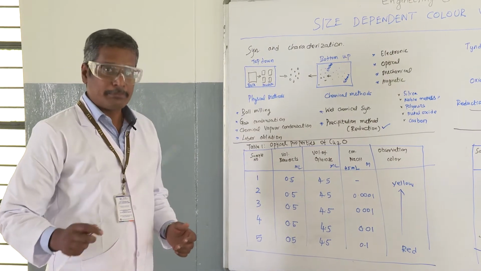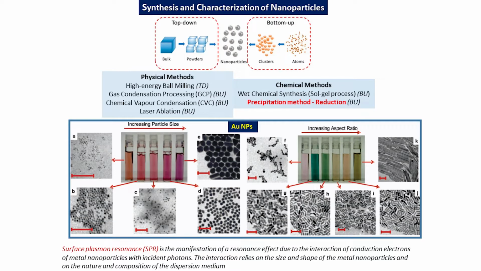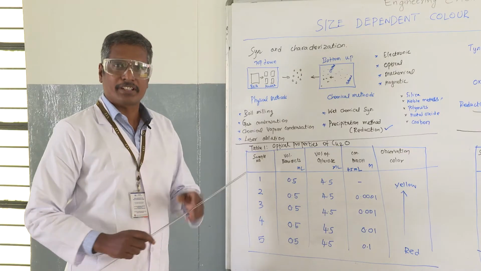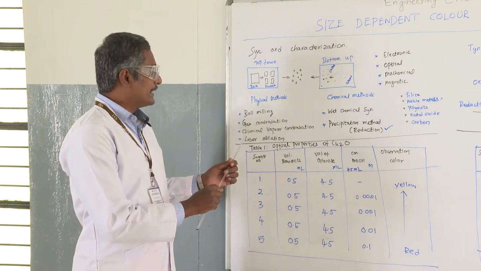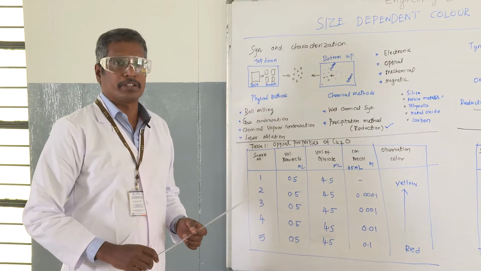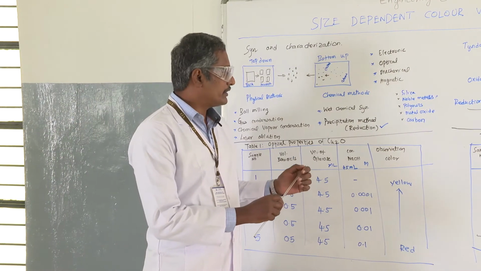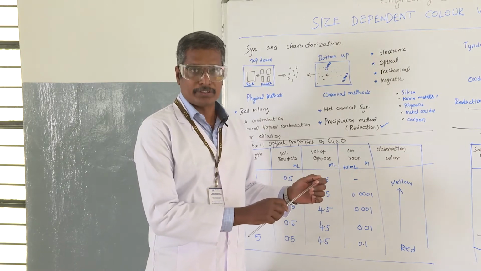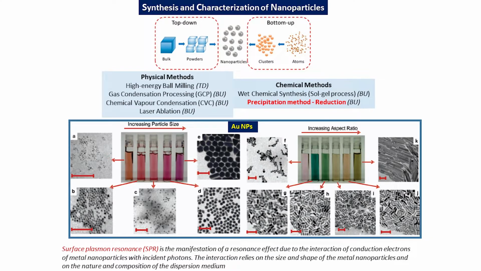They can be synthesized by physical or chemical methods. Under the physical methods, we can do ball milling, which means crushing the bulk material into nanoparticles, or gas condensation, chemical vapor condensation, or laser ablation. Coming to the chemical methods, there is wet chemical synthesis, the sol-gel method, or the precipitation method, by a reduction process. In our experiment, we are going to adopt the precipitation technique.